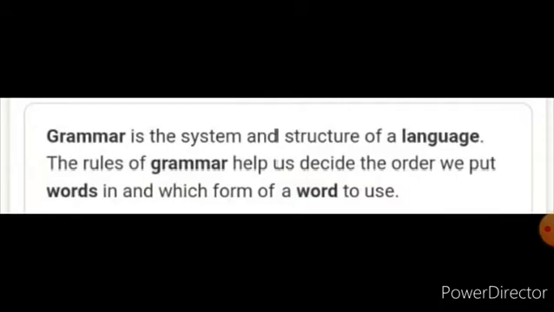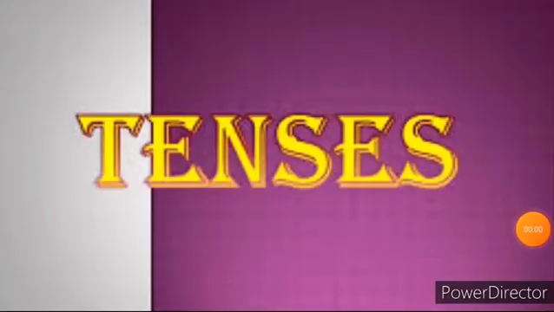Grammar, we can say, is the basis of a language, and it helps to give a meaningful sentence which we can share with others or which we can receive from others. For that purpose, we use grammar. The foremost grammar in English is tenses. Tenses play a great role in grammar.